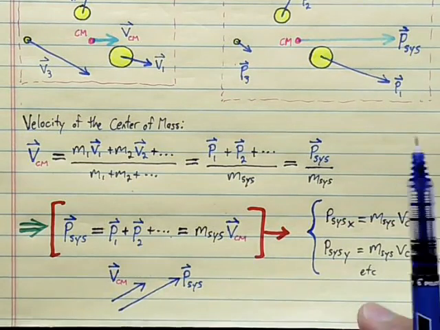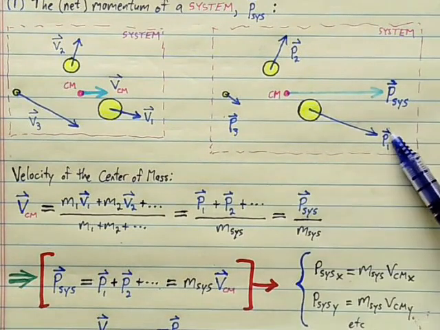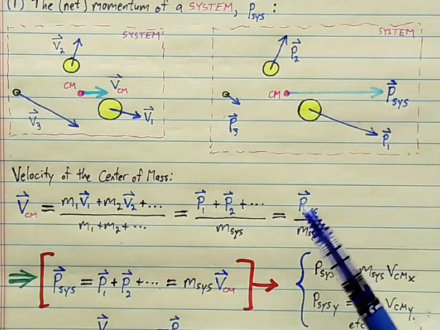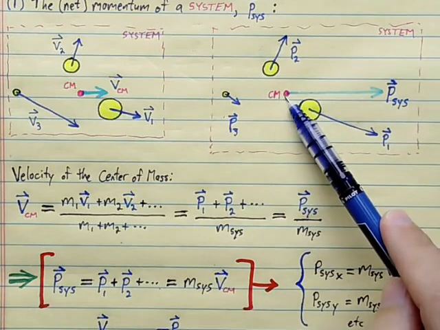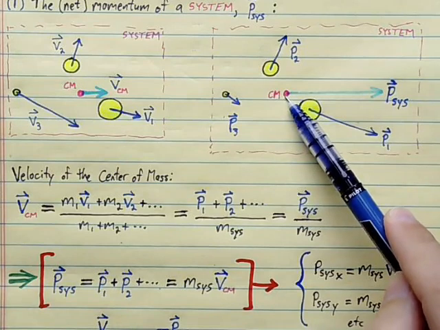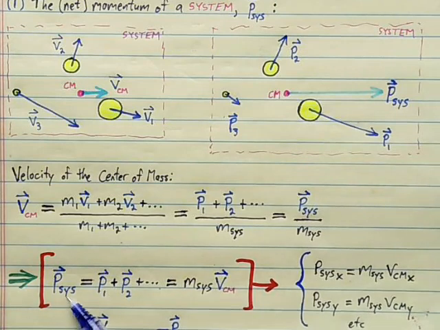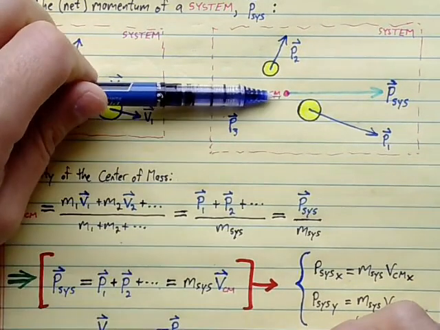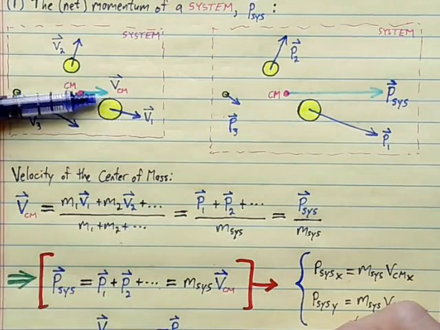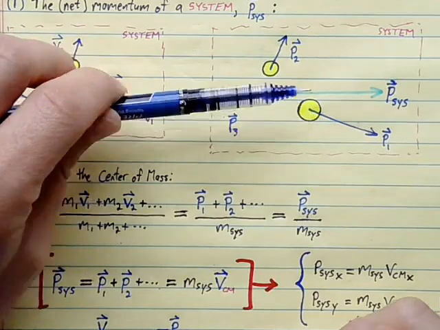What this statement is saying is that we can treat this collection of objects as if it were a single object of mass m_sys located at this imaginary point, the center of mass, and moving with velocity VCM, carrying with it a total momentum equal to m_sys times VCM. We can replace this collection of three objects with a single object there, moving in a direction parallel to the VCM, carrying all the momentum of the system with it. We see the VCM is parallel to the momentum of the system.